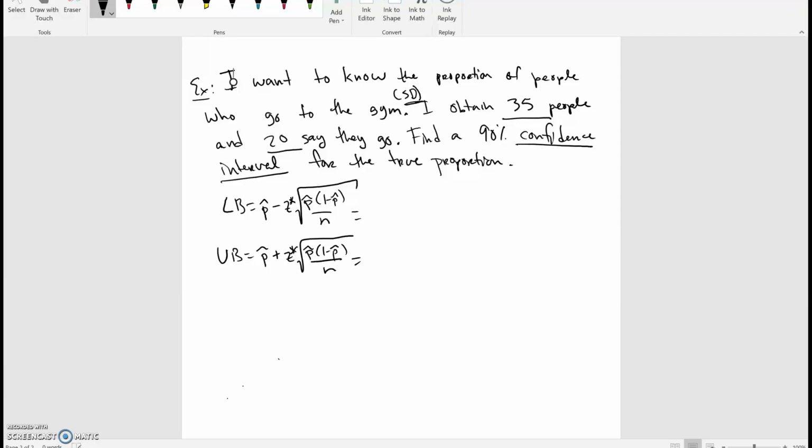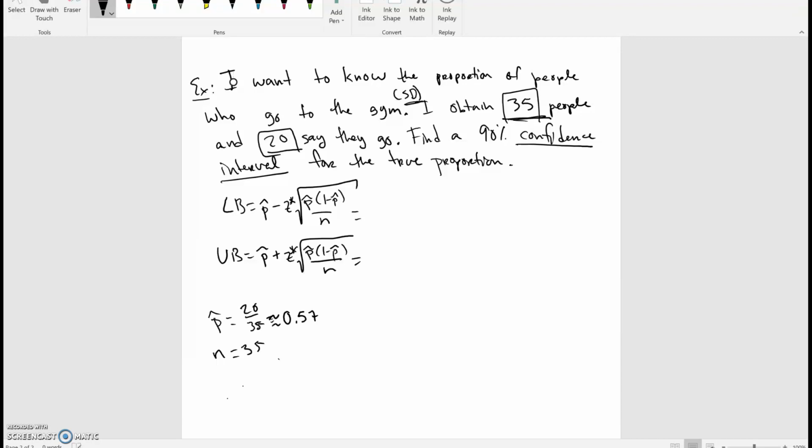Okay, now we need to figure out what all of this is. So p hat, we know that that's my sample proportion. Well, how many people said that they go to the gym? Well, 20 out of 35 are the ones that say they go to the gym. What I would suggest is to go ahead and put this in the calculator so you can have some sort of decimal to work with. And what we get is approximately 0.57. Okay, so that's what my p hat is. N is just the number of samples, so we got 35 people.